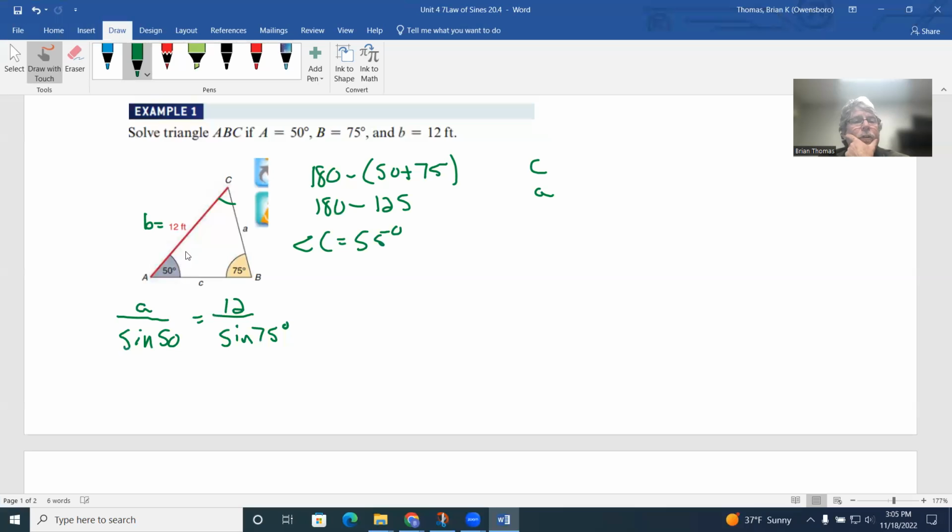So what we want to do is solve this for A. I could cross multiply, but notice really all I want to do is just multiply this way because I really want to just get the A by itself. So this is really going to be A equals 12 times the sine of 50 over the sine of 75. So remember, with proportions, you can cross multiply, but I really only need to multiply that one across there. That would get my A by itself.